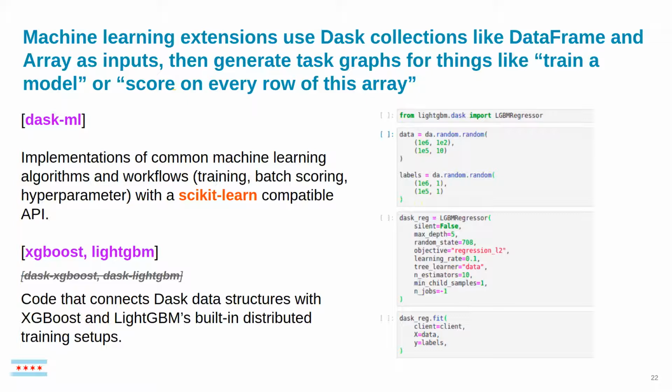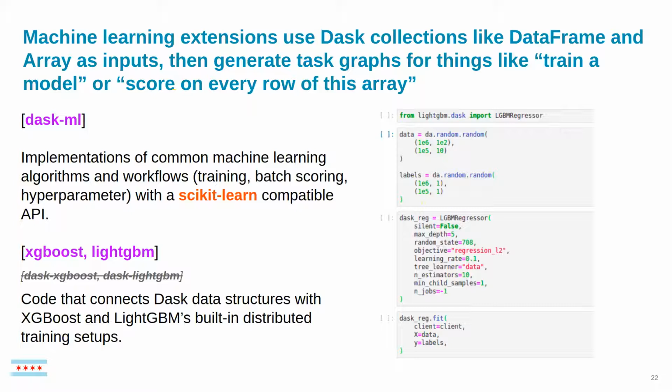There are other projects that have adopted the ability to use Dask datasets. Two of them I've listed here are XGBoost and LightGBM. You may see this crossed out list of packages on here. There used to be a project called Dask XGBoost and another project called Dask LightGBM. Both of those projects do still technically exist, but their changes have been upstreamed into XGBoost and LightGBM respectively, and you should consider both of them deprecated. There are other projects.